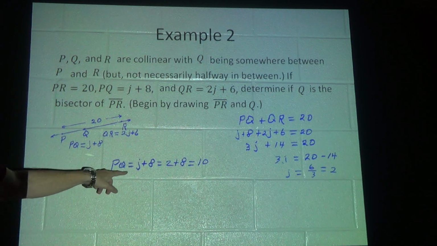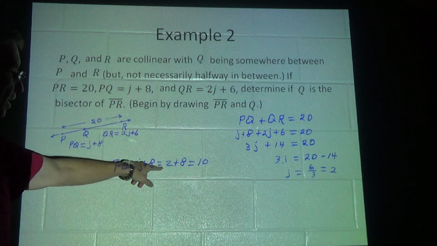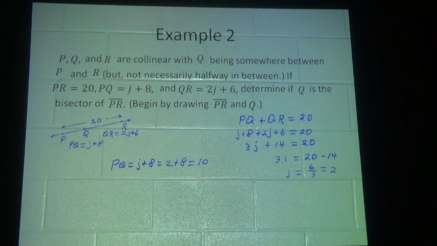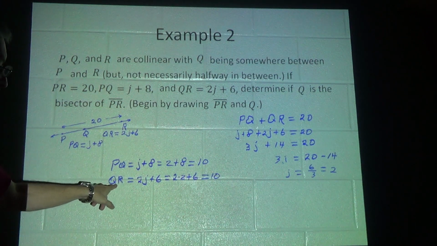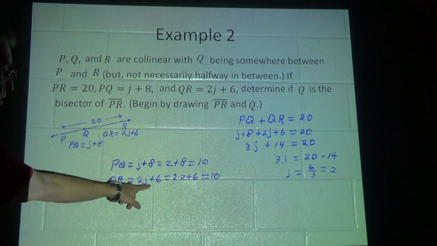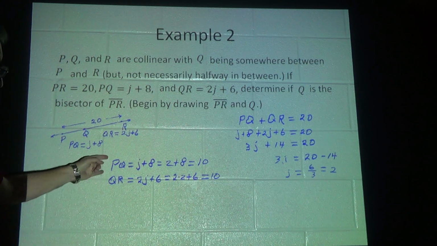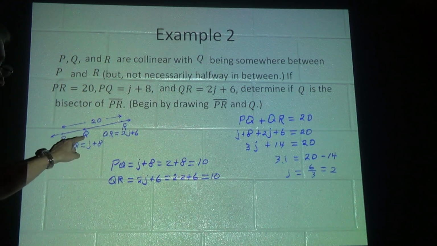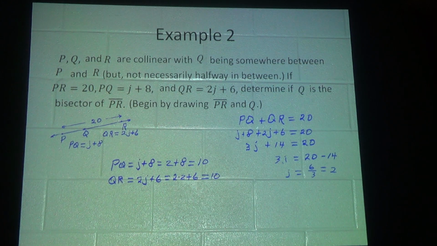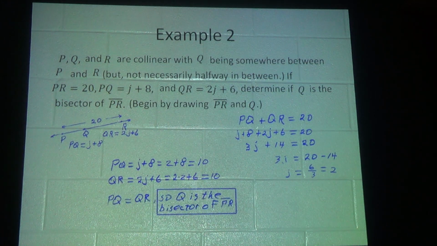So we substitute in 2 for J here, so 2 plus 8 equals 10. So PQ is 10. Just plug in for QR. This gives us 2 times 2 plus 6, and that comes up to 10. So since both of these come up to 10, then we know that Q is actually at the midpoint of the line segment. Okay, so Q is the bisector of segment PR.